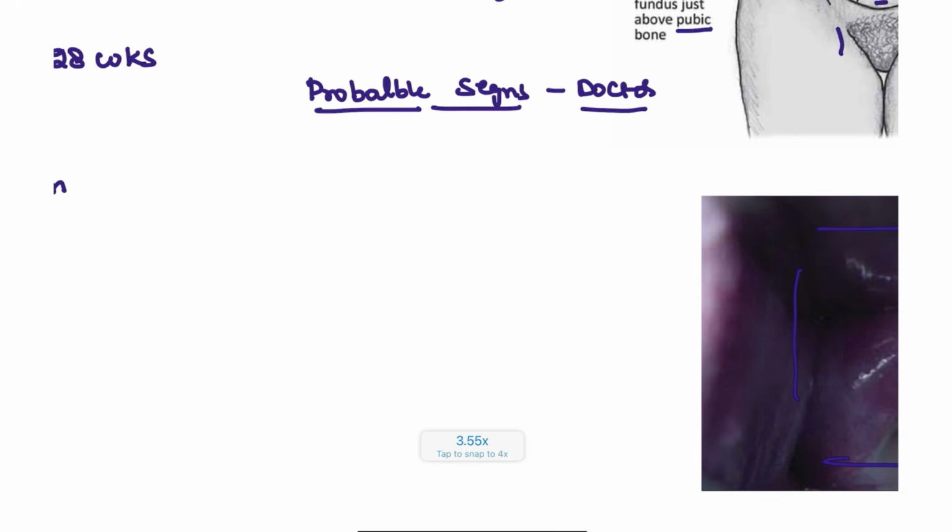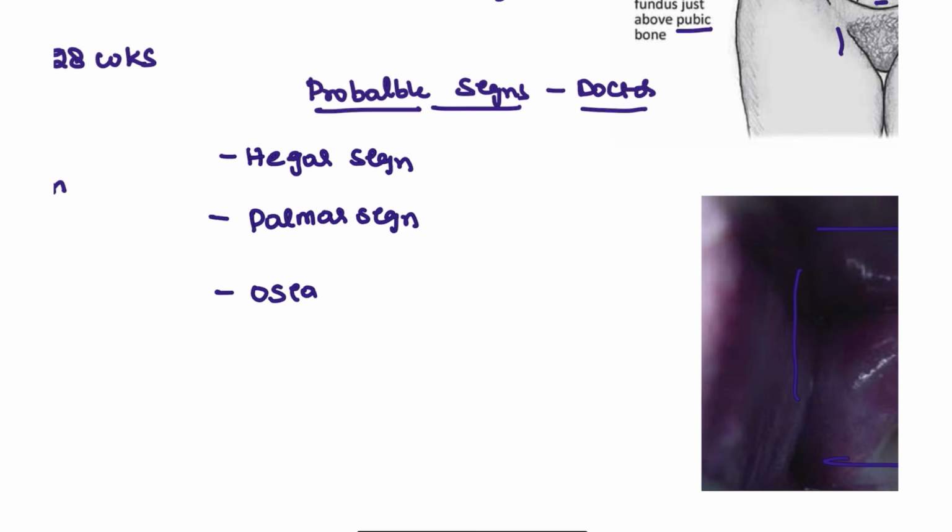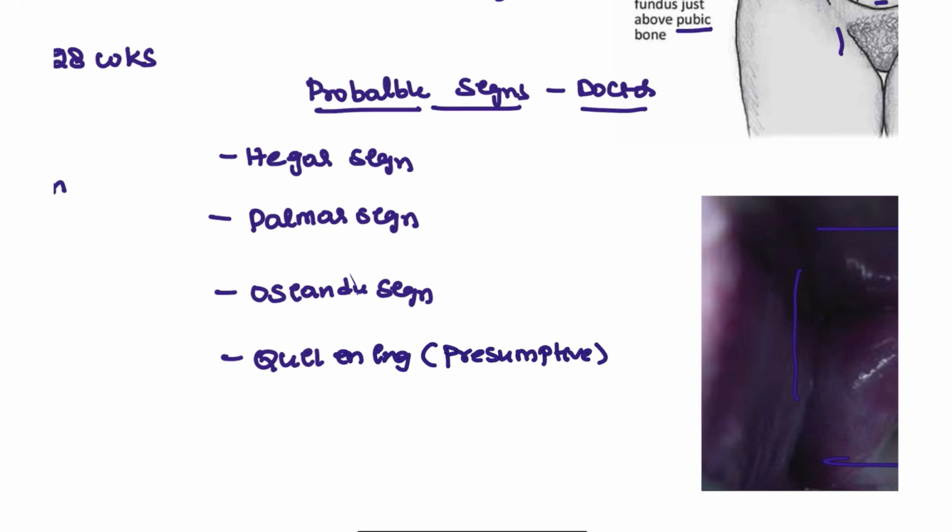And other signs that we have are the Hegar sign, the Palmar sign, the Osiander sign, and also quickening. Quickening is not a probable sign, it is a presumptive sign, where the mother is going to feel the first fetal movement of the baby.